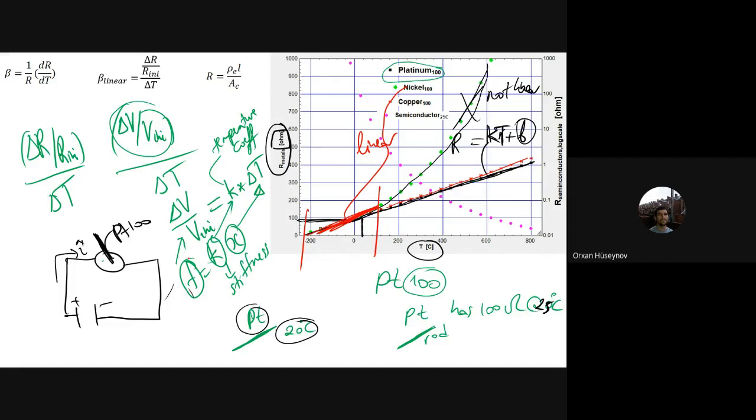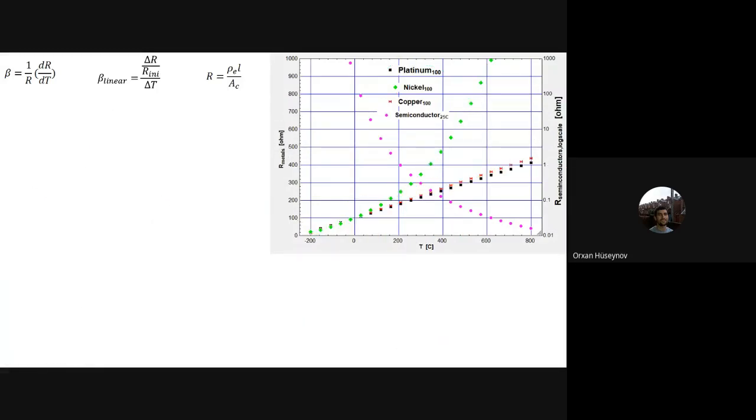Good. And also, one more thing here is that these are metals. We are using metals for the temperature measurement. You should notice here that if I increase the temperature, the resistance increases. If I increase the temperature, resistance increases for metals. Now, sometimes we also use semiconductors. You can see here on the right axis of my graph, I have the semiconductor. This is the semiconductor.